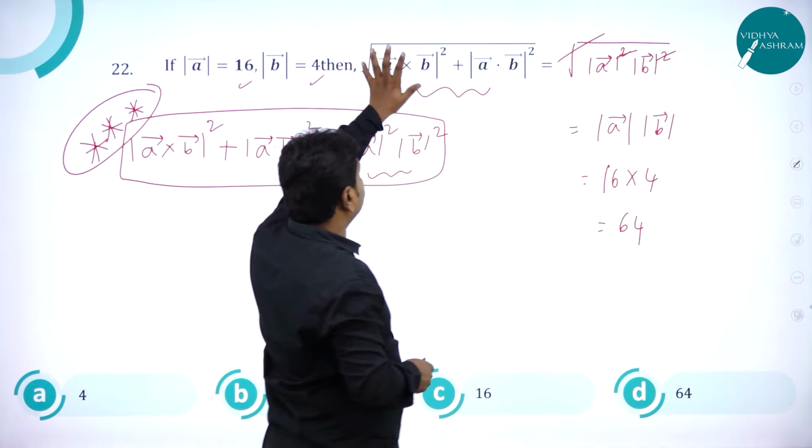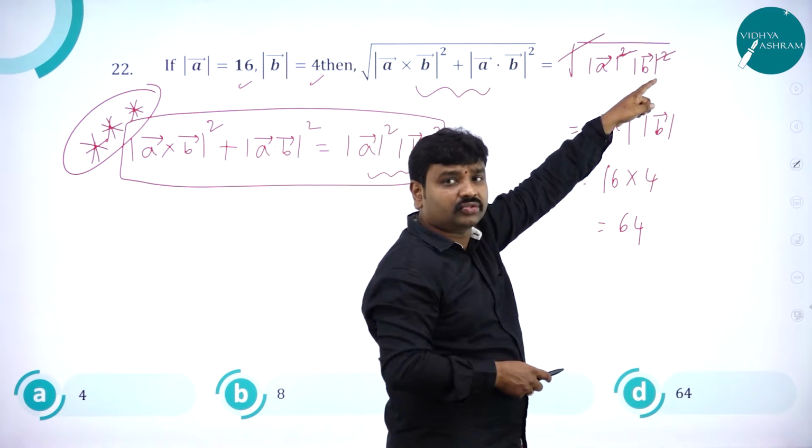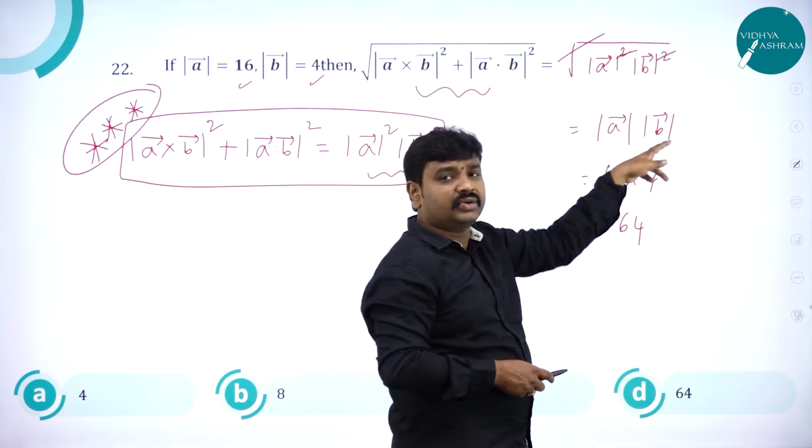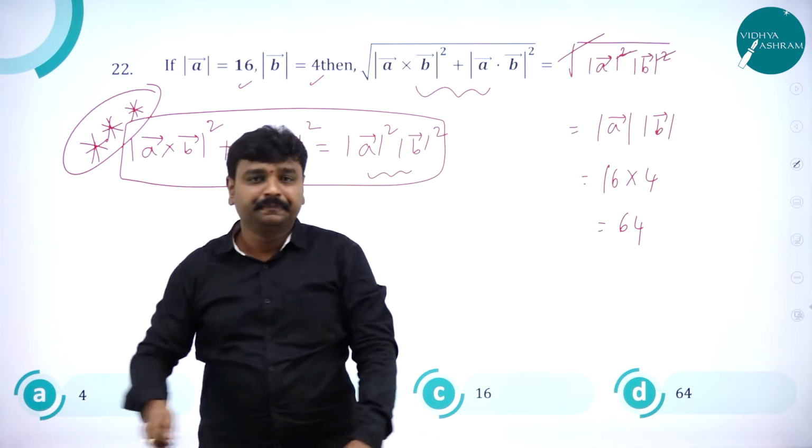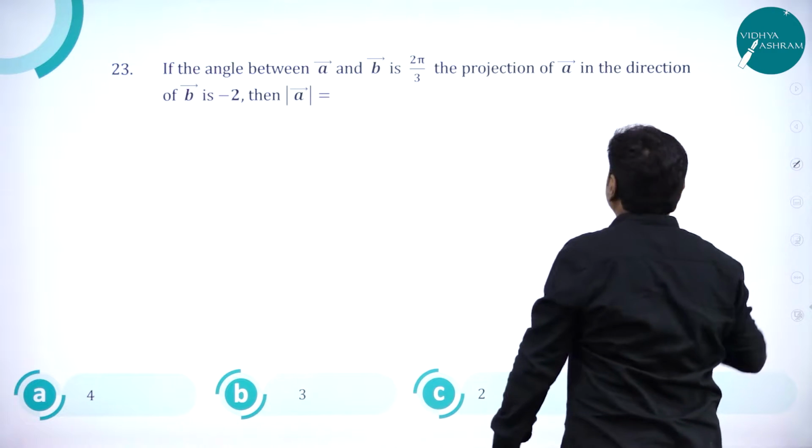So under the root, this whole thing becomes magnitude A square, magnitude B square. Square root cancels, it becomes magnitude A, magnitude B. So magnitude A is given, magnitude B is given, substitute, will get the answer.